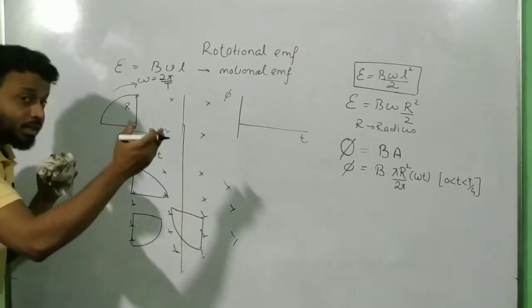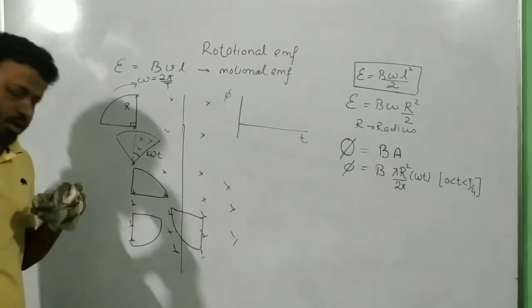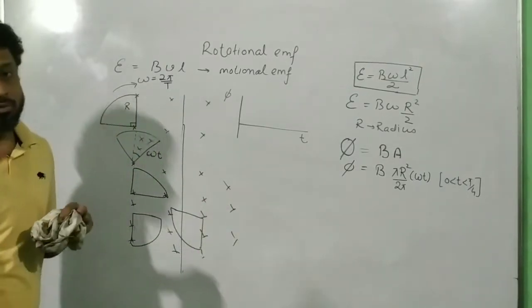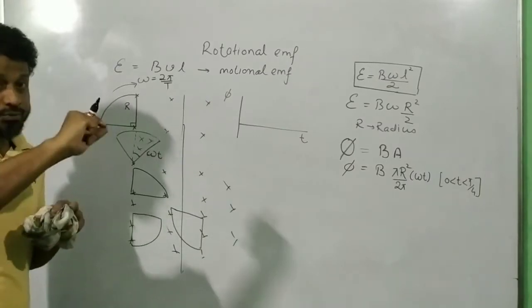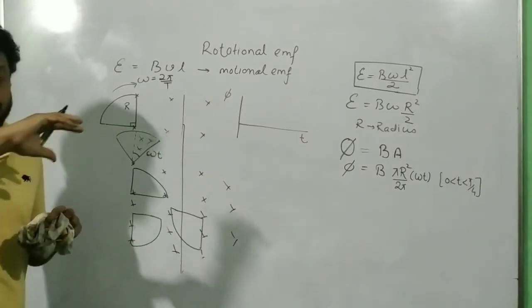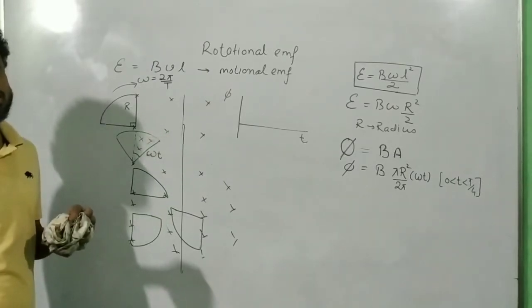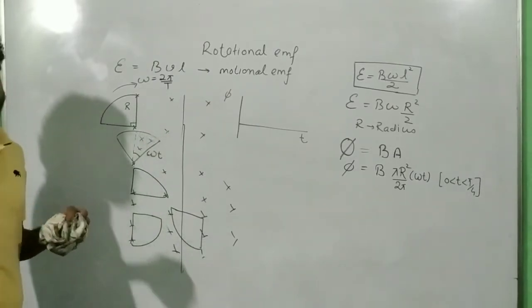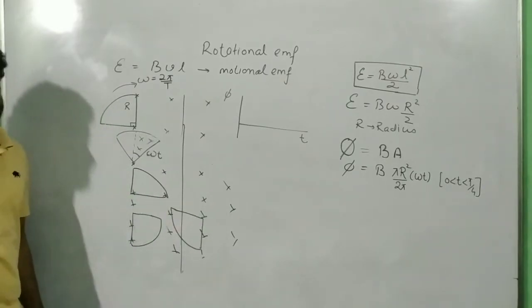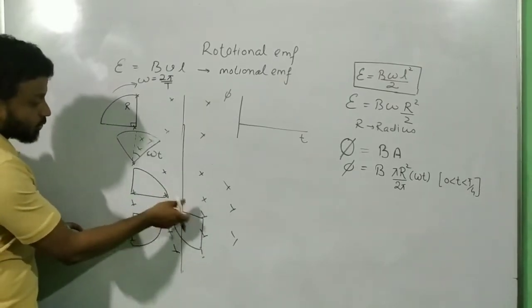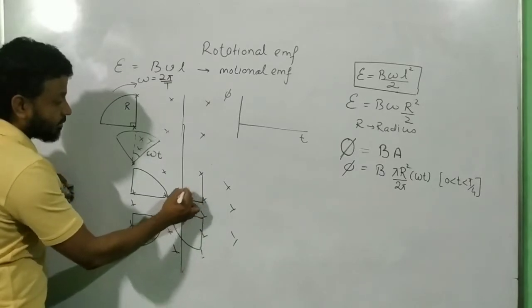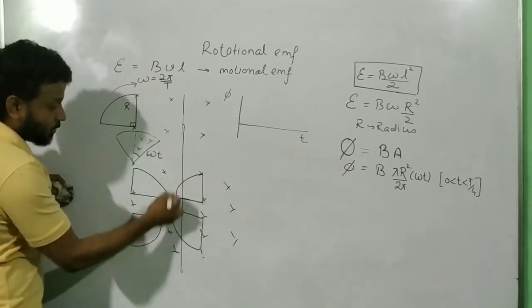So 0 to T by 4, flux is changing. T by 4 to T by 2, flux is not changing. T by 2 to 3T by 4, flux is changing. And now 3T by 4 to again capital T, flux is not changing because now it is going to rotate in air and then it will become like this from here to here.